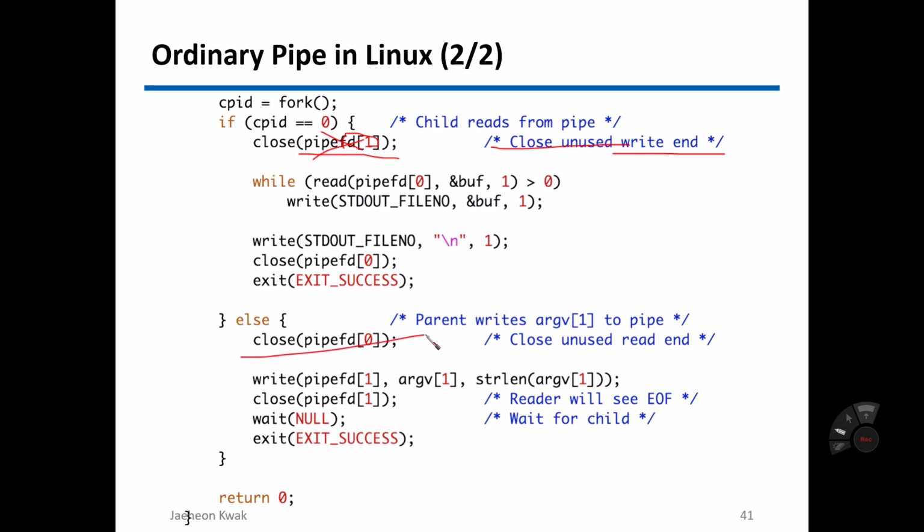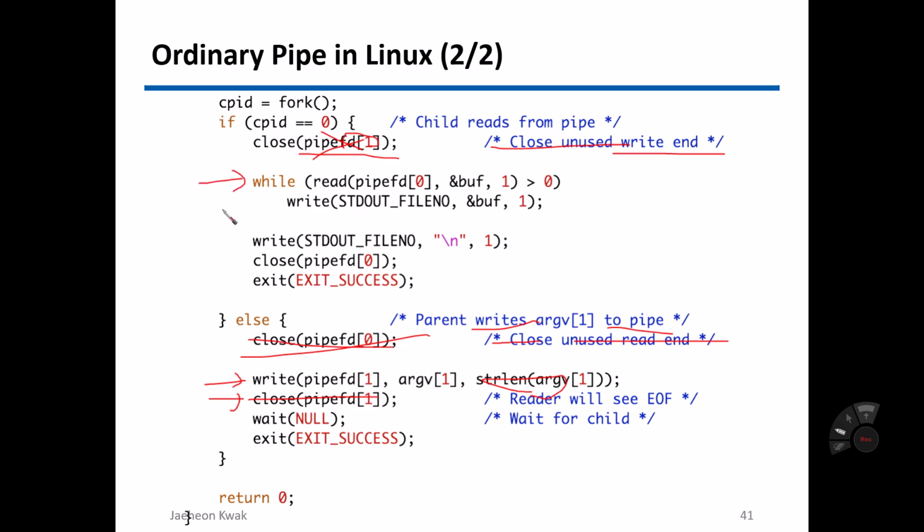And when it comes to the parent process, it will only write some data to the pipe. It will not read from the pipe. So the parent process doesn't need the read end. So we will directly close the FT0 at the parent process. And we can write some data to the pipe by using this. And after the data sending, we will close the pipe.